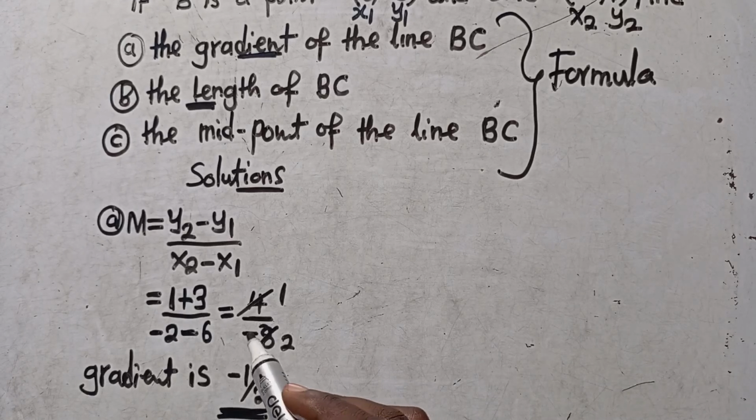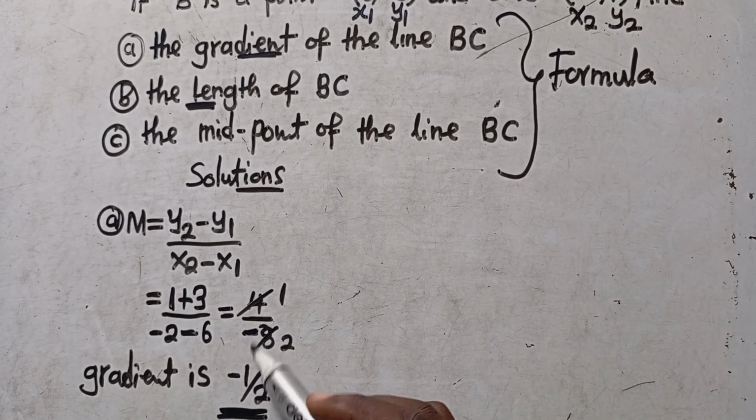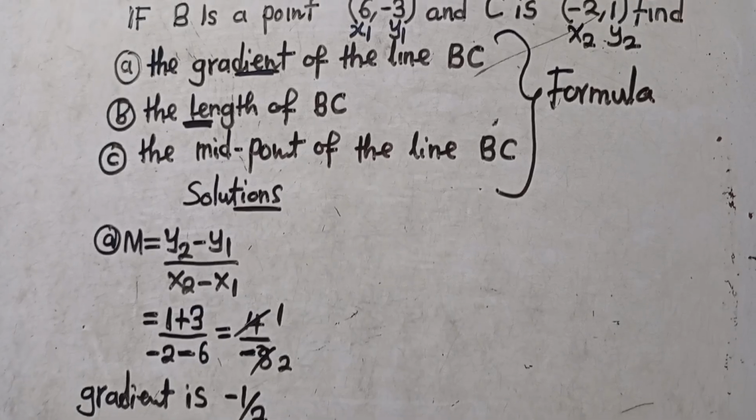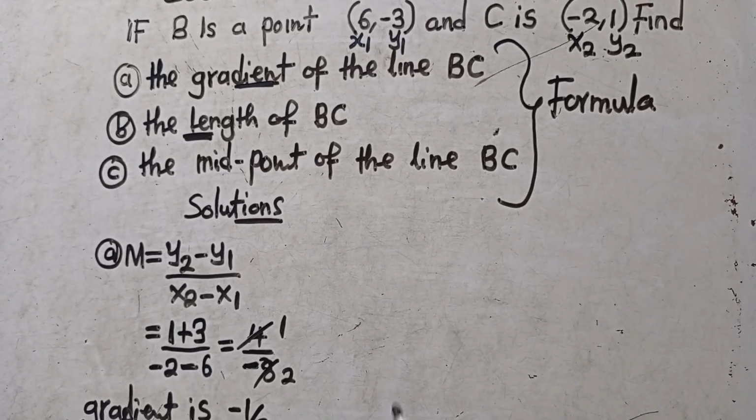You may be wondering why the negative was down but has now gone on top. This is what you just need to know: you don't put a negative down there. It always goes on top, on the numerator. We now move on to the next question.